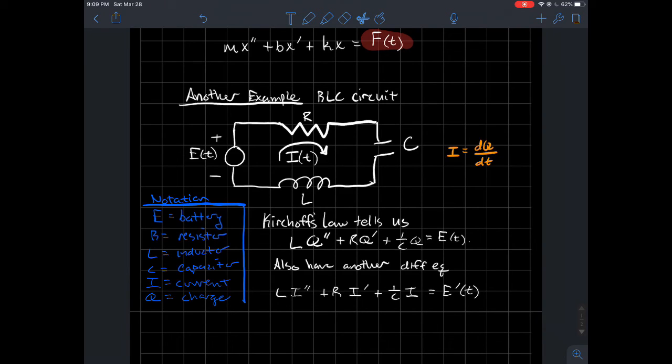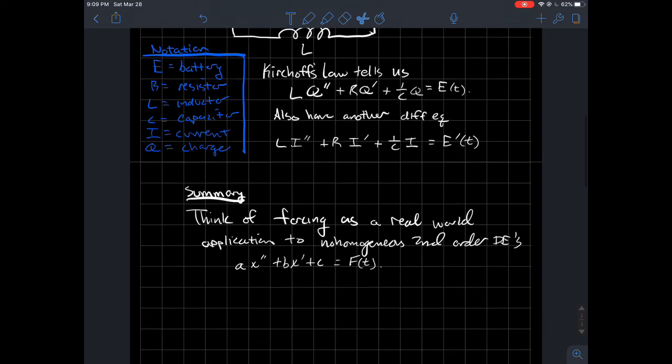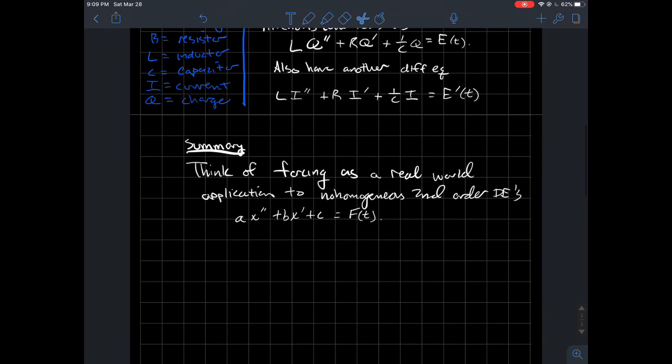What I hope you see is that whether it's a mass spring system or one of these RLC circuits, they have the exact same type of form. On the right-hand side, again, there's just some kind of an external force being applied to our system. These forcing systems are a real-world application of non-homogeneous second-order linear differential equations.